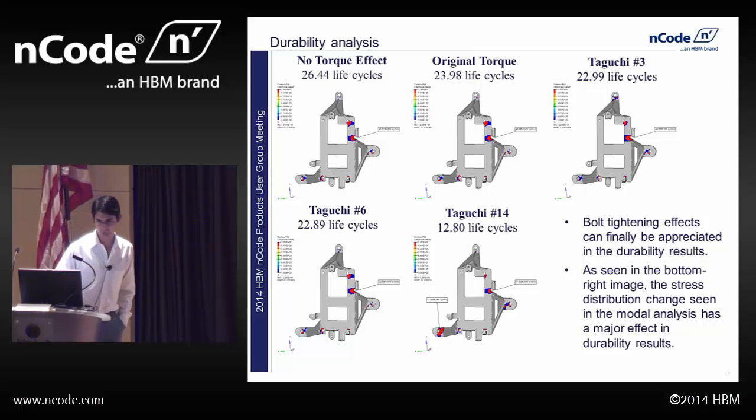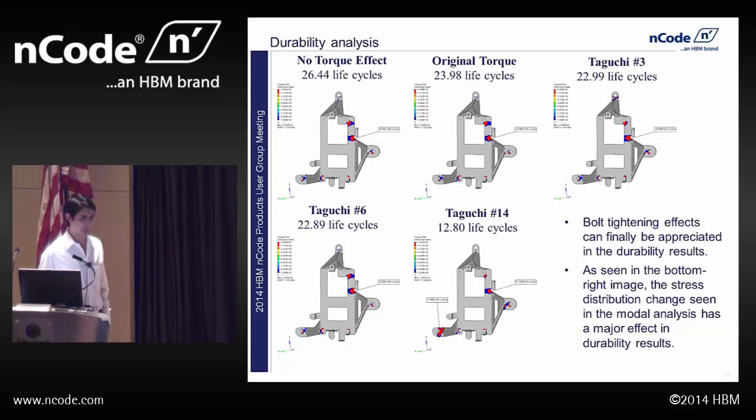So we have some different results in here. With no torque effect, this is the way that we were doing it before. You have 26.44 lives. And we have found before that some of the parts that are around one life cycles may be failing during physical testing, and we are not getting the correct number when doing the CAE analysis. These numbers are high, so you might not notice that, but it's just for demonstration.